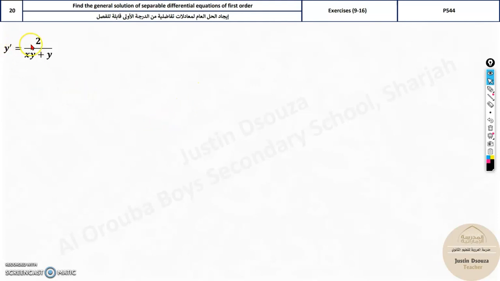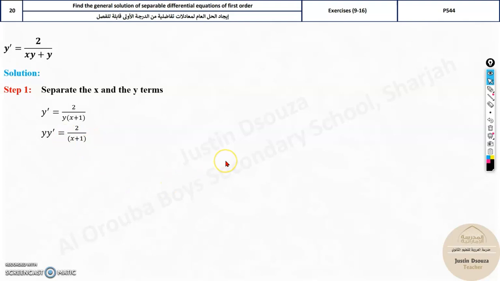Here you have a function y dash equals 2 by x times y plus y. Now this needs to be separated, y on one side, x on one side. How do you do it? You need to just separate it, very basic. Take the y common out. So y is out, x plus 1 remains. Take the y to the other side, you will get y dash equals 2 by x plus 1. Next, y dash is dy by dx. So substitute that value. In dy by dx, take the dx term to the other side, and this is the separated differential equation. Now over here you get y dy equals 2 by x plus 1 dx.